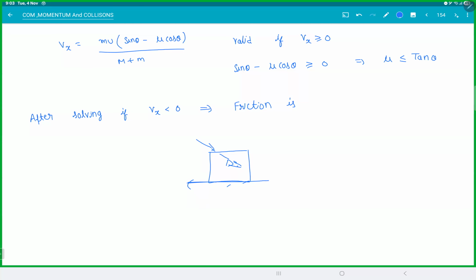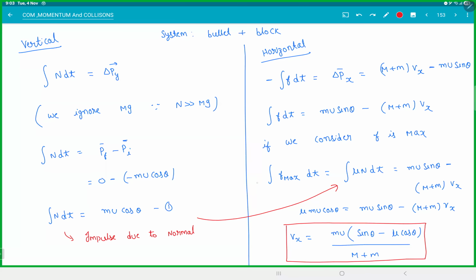For example, think of it like this. When the bullet is hitting the block, let's say the force applied is 1000 newtons horizontally, and let's say your F max is 3000. Now you tell me, if the bullet is pushing with 1000 newtons and friction can give 3000 newtons, how much will the friction give? 1000 newtons, right? Are you getting the catch there? That means the block won't even move there.